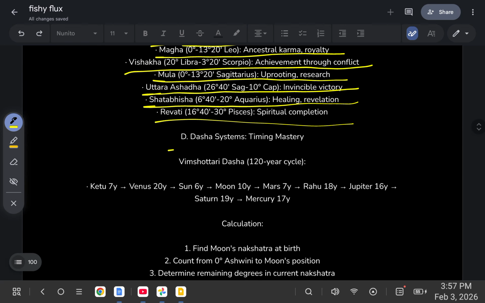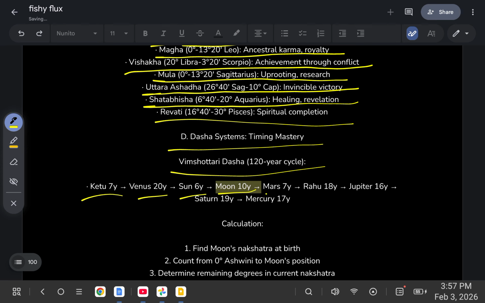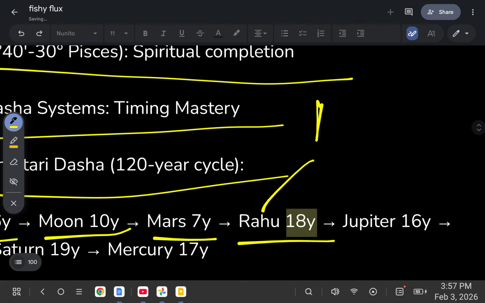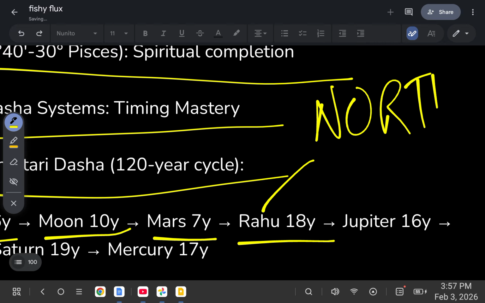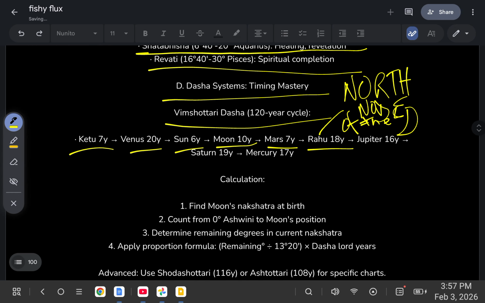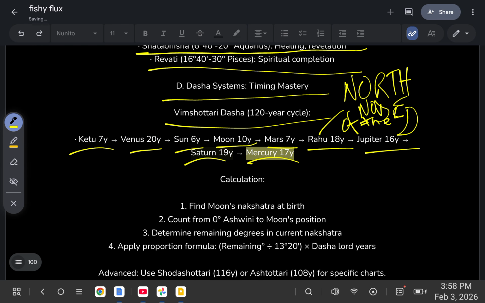Okay, now let's look at our dasha systems, our timing mastery. So Vimshottari Dasha is a 120-year cycle. Ketu is 7 years, Venus is 20 years, Sun is 6 years, Moon is 10 years, Mars is 7 years, Rahu is 18 years, and if you can't remember what Rahu is, for the love of God, you haven't seen my other videos. North node of the Moon. So Rahu, 18 years, Jupiter, 16 years, Saturn, 19 years, and Mercury, 17 years.